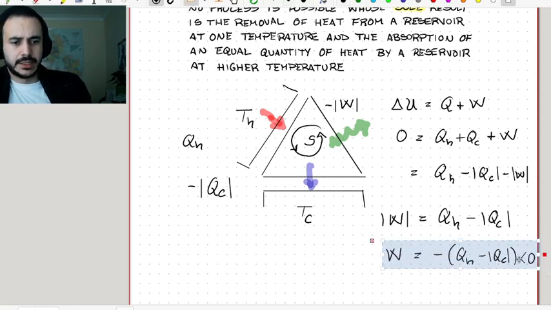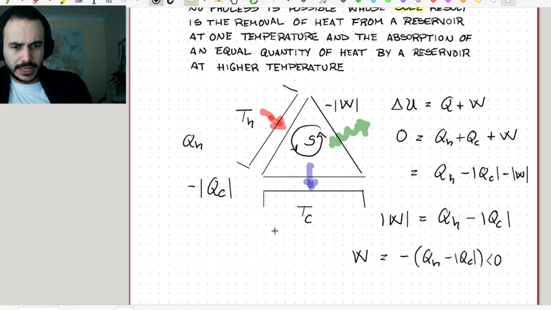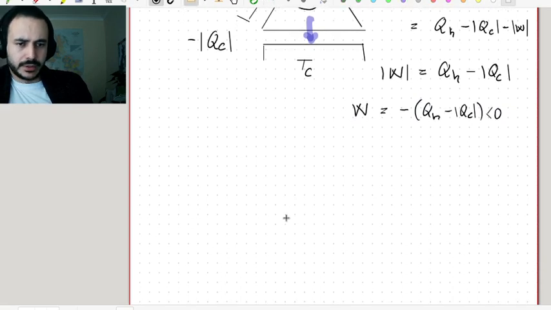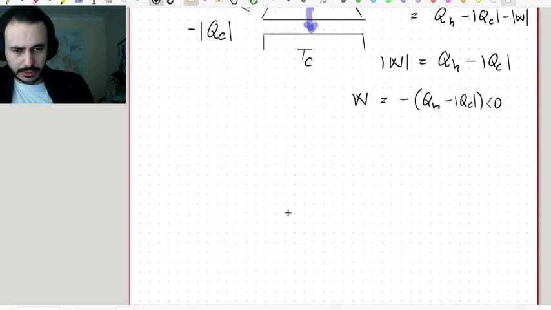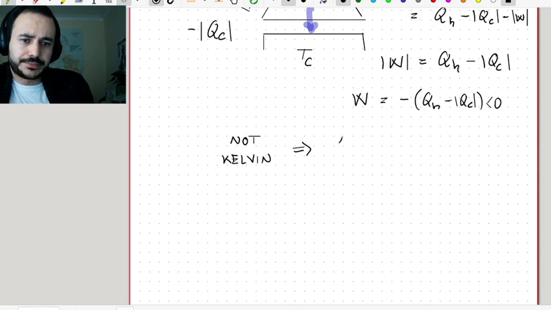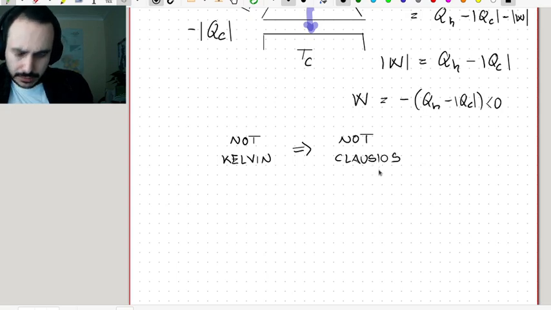Fine. Now that we know what an engine is and how it works, we can prove the equivalence between Clausius and Lord Kelvin's statement, and we're going to do it as follows. We're going to see that if Lord Kelvin's statement is not true, this implies not Clausius. And then Clausius.